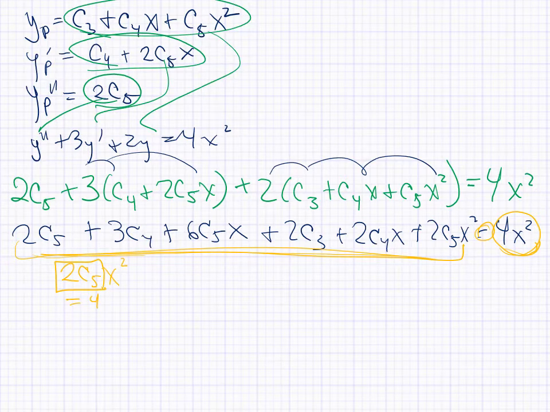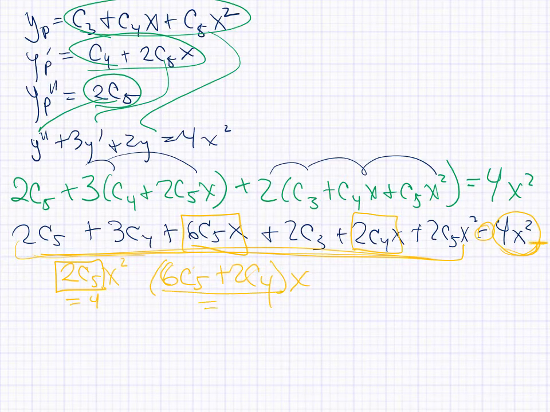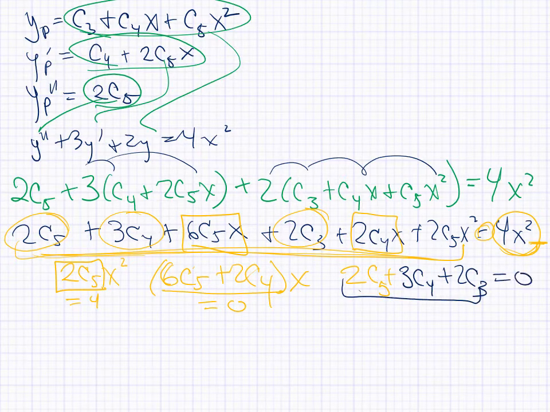And I do the same thing with the x to the first. Here's an x to the first term. Here's an x to the first term. If I put them together, it's 6c5 plus 2c4 times x. There are no x's over here, so all this has to go away, which means that whole thing has to equal 0. And finally, all the constants, which is all this other stuff. So that's 2c5 plus 3c4 plus 2c3, all that has to equal 0, because again, there's no constant over on the right-hand side.